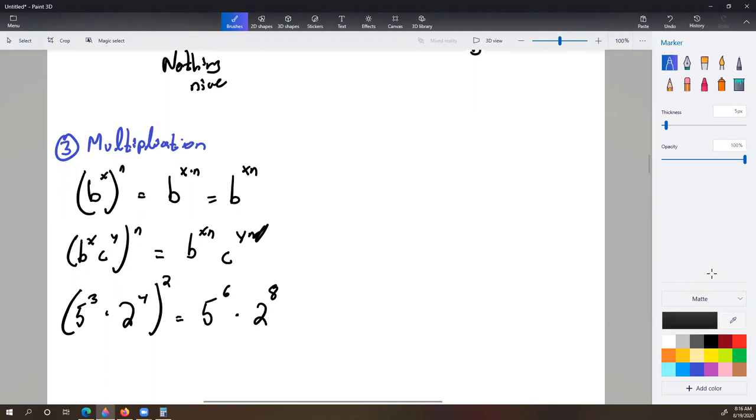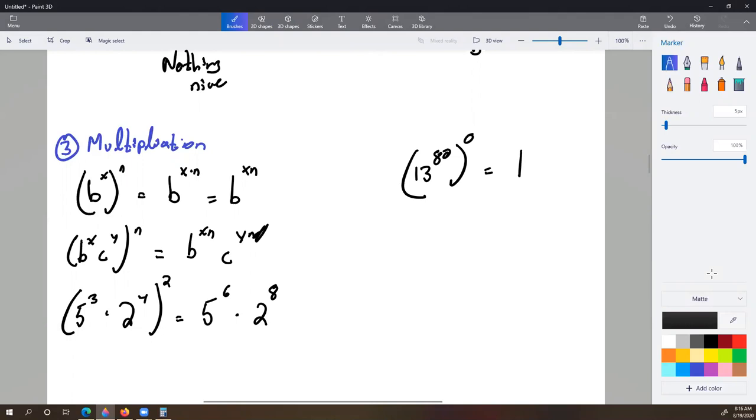So multiplication is really nice. You get a lot of things that come with it. Just a quick aside, this also works with 0, right? So I could take 13 to the 80th power. Well, if I raise that to the 0, it doesn't matter. Anything to the 0 is going to be 1. Always and forever. Anything to the 0 power will always be 1.